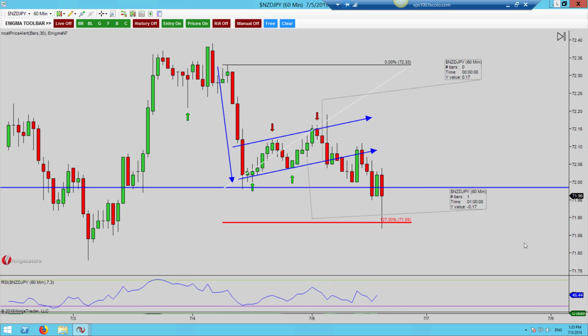And we're back for the update, and we've just had some news out and we've managed to spike past my entry, and we've just banked there 17 pips on that lovely flag pattern.